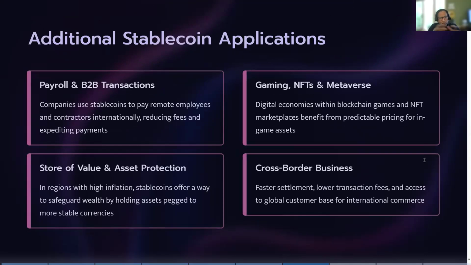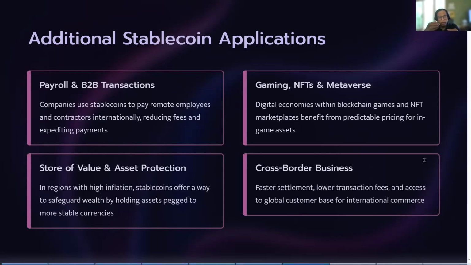Some of the additional stablecoin applications are payroll and B2B transactions. As I said earlier, companies can use stablecoins to pay remote workers. For example, if your worker is in India and the worker is really good and doing quality work for a company, then the company can pay through stablecoin. So that's going to be possible.